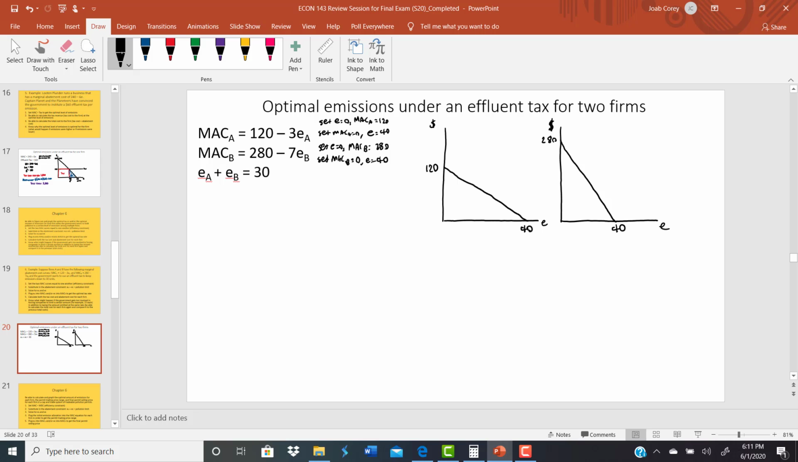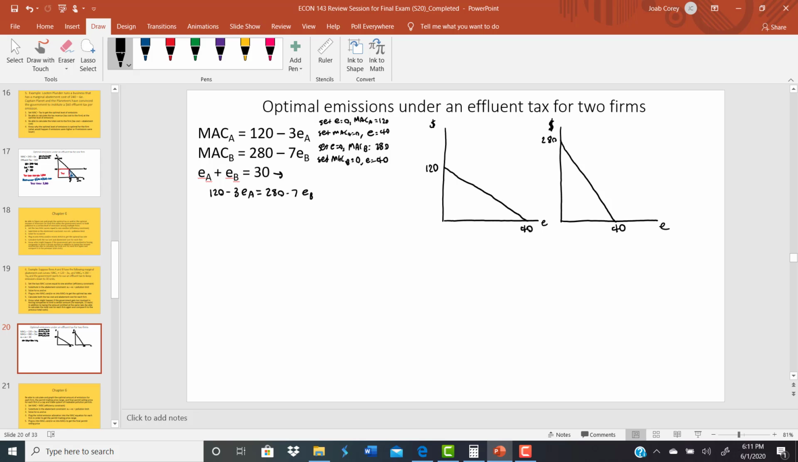So again, that's our initial setup, and we know we want the total number of emissions allowed from both firms to be equal to 30. So from there we've got to figure out, one, what the tax is going to be, and then also what the optimal number of emissions are going to be for each firm. The way that we're going to do this, we're going to set MAC sub A equal to MAC sub B, so we're going to have 120 minus 3 E sub A equal to 280 minus 7 E sub B.